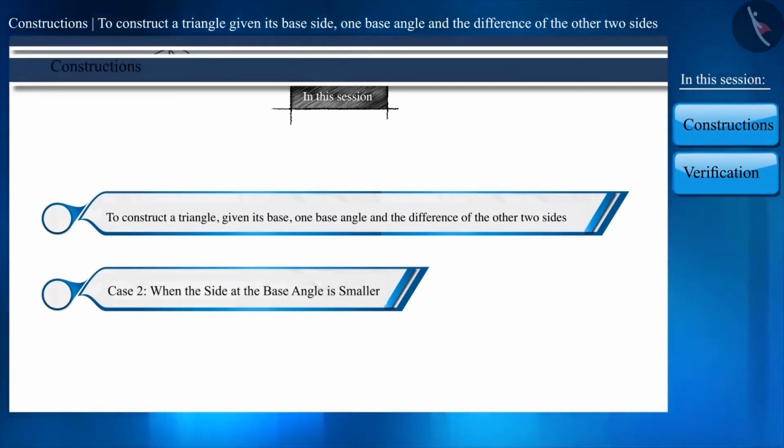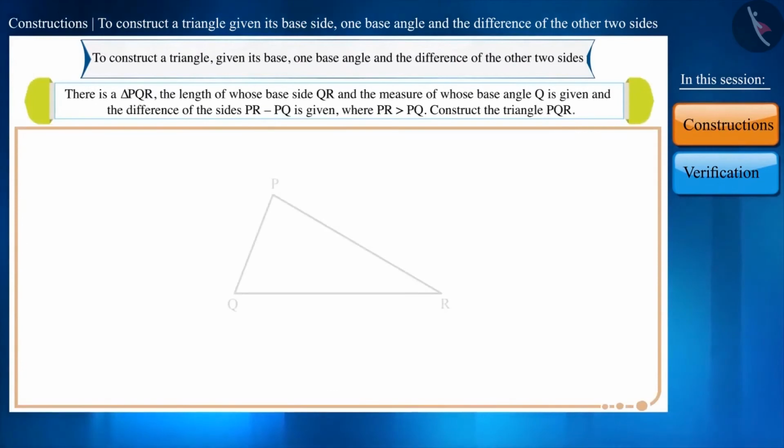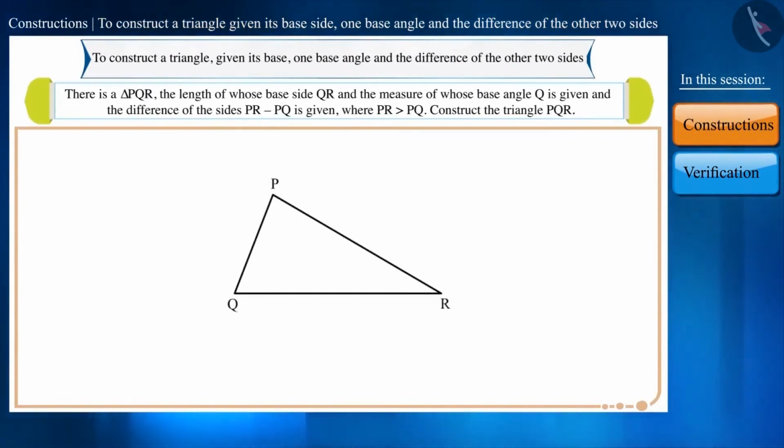Let's again see what is case 2. Suppose we have a triangle PQR where the length of the base side QR and the measure of the base angle Q is given and the difference of the sides PR minus PQ is given where PR is greater than PQ. Friends, here you can see that side PQ formed on the base angle Q is smaller than the side PR. This is the difference between case 1 and case 2. So let's see the steps for construction of a triangle like this.